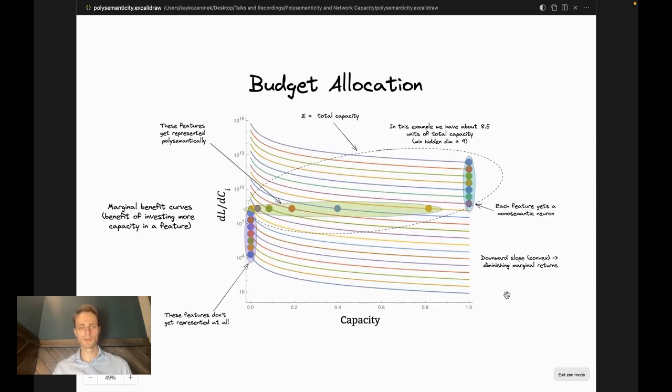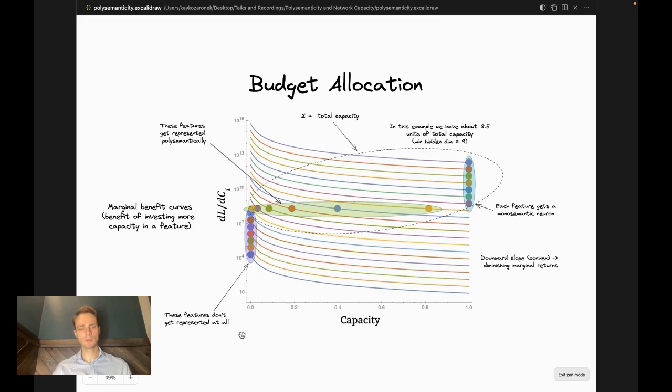Moving on, we have a rather full plot that will hopefully make sense in a while. Let's look at how the authors analyze the allocation of capacity that a neural network has to its disposal. This here is a budget allocation plot. On the x-axis, we see the capacity, and for each feature, we can basically give it a maximum capacity of 1. And on the y-axis, we see the marginal benefit. So what is the reduction in loss given that I change the capacity by a bit for a given feature?